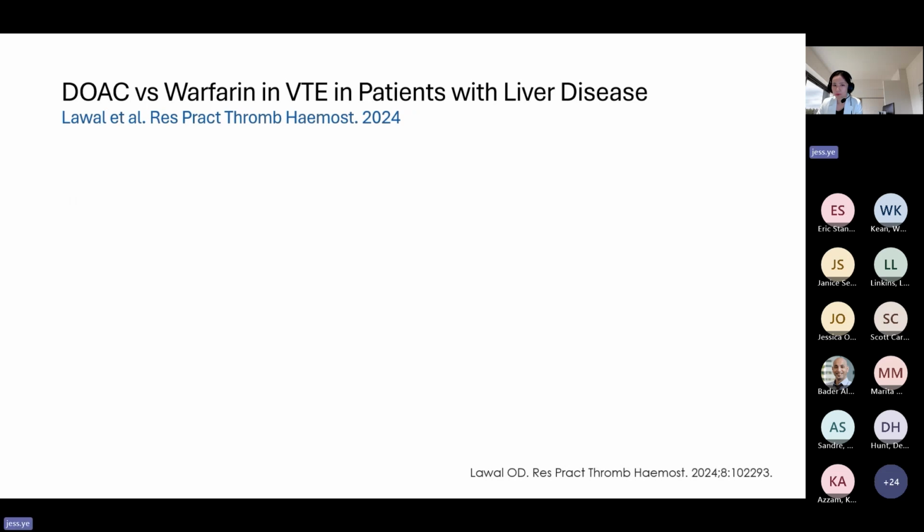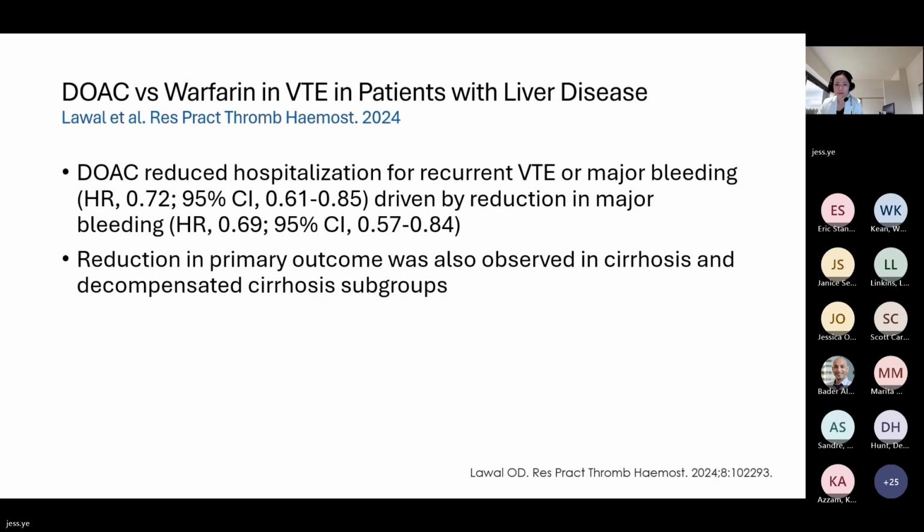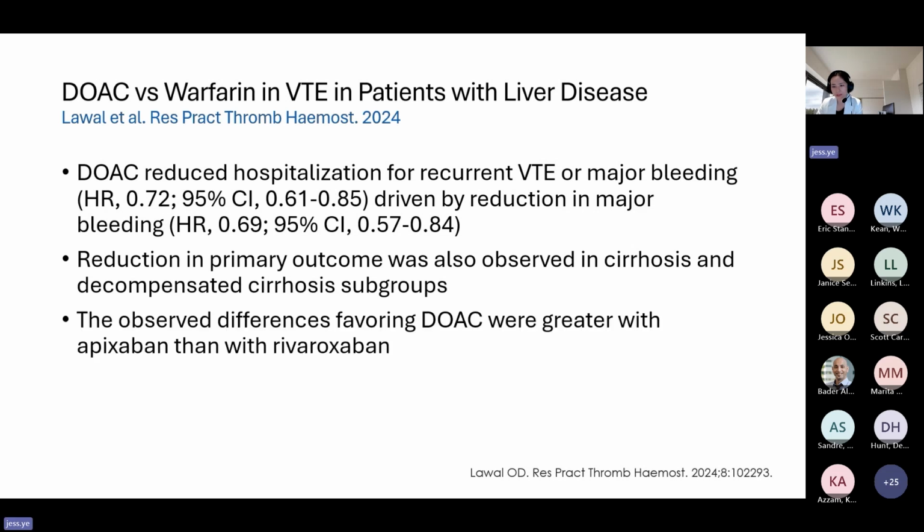In this study, the authors found that DOAC was associated with a 28% lower risk for the composite outcome of hospitalization for recurrent VTE or major bleeding. This risk lowering is mostly driven by reduction in major bleeding, as you can see here. The reduction in primary outcome was also seen in cirrhosis and decompensated cirrhosis subgroups. The observed differences favoring DOAC were again greater with apixaban than with rivaroxaban.